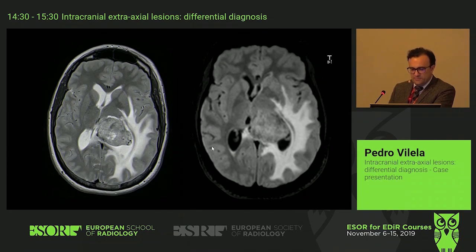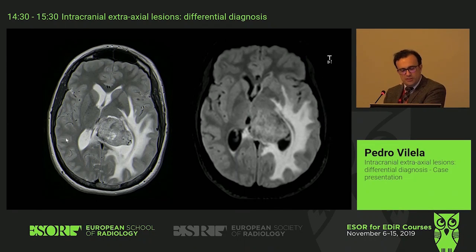So T2 FLAIR. It's a lot of edema around the lesion. I think it's buckling of the basal ganglia. It's compressing the area. We don't know where it's located. So the differential diagnosis would be completely different if it's an intraaxial or an intraventricular lesion. Okay, the possibilities are different.